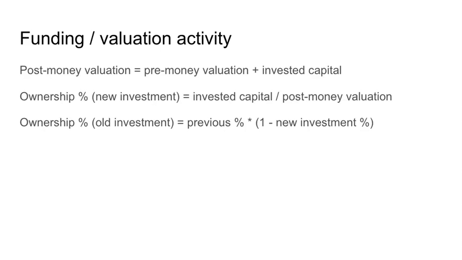Post-money valuation is always equal to pre-money valuation plus the invested capital. Pretty straightforward. Whatever the company was worth before the investment plus the cash that goes in is the new valuation. When someone puts money into a startup company, their ownership percent of their new investment is equal to the amount of money they invested divided by the post-money valuation. So how much you put in divided by how much the company is worth at the end of that investment activity.